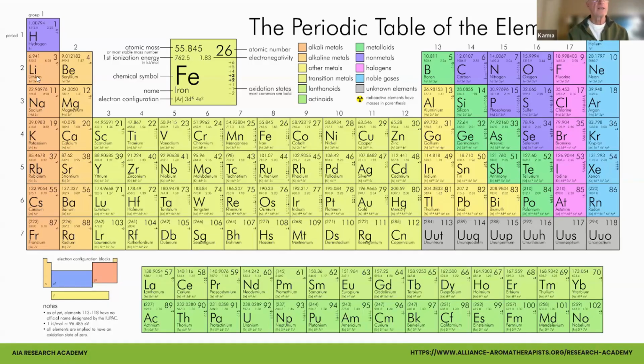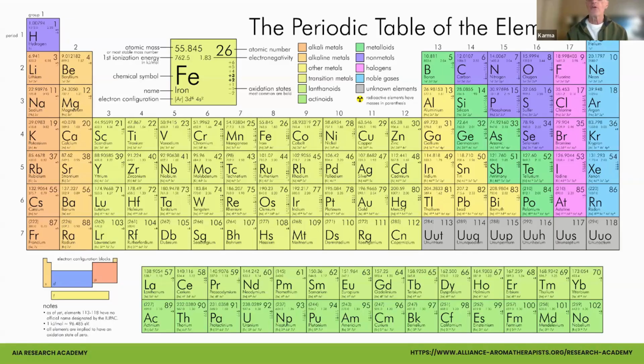On this side, besides hydrogen, are the very, very active metals. For instance, some of these metals, like lithium and maybe sodium, if they're exposed to air, they'll catch on fire because they're that active. They combine with the oxygen.